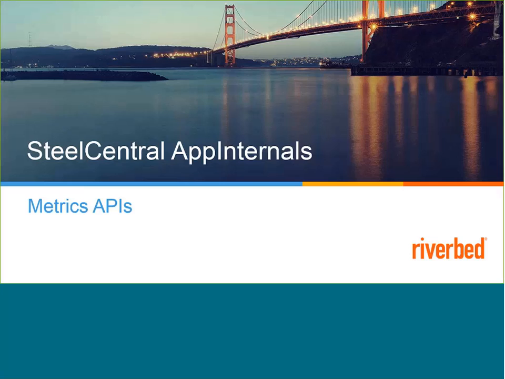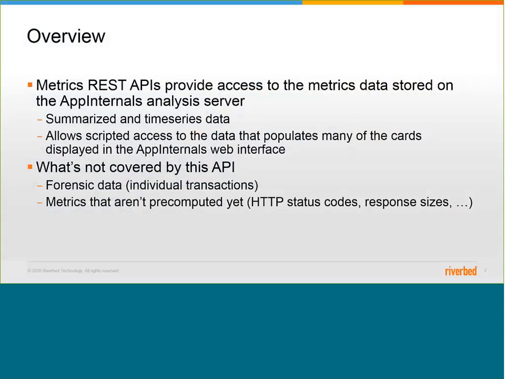So this is an overview of the metrics APIs being added to Steel Central AppInternals. Metrics APIs are some RESTful APIs to access the metric data stored in the AppInternals analysis server. It'll provide end users the ability to get basically the information that populates many of the cards in the UI.